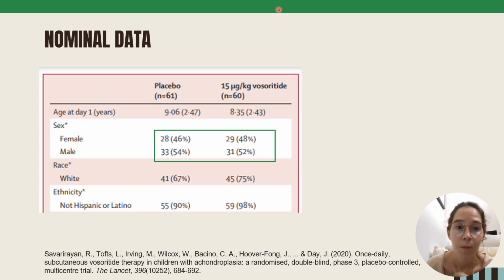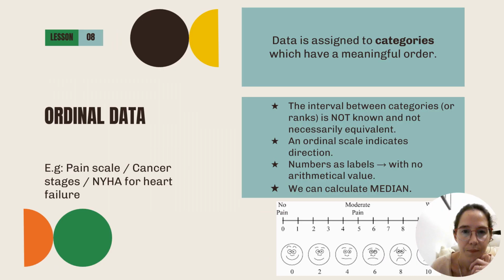When we have nominal data, we can calculate the frequency of the patients in each category. So we can read absolute frequencies and relative frequencies. As in this case, for example, inside the female category, the absolute frequency is 28 and 46 between brackets is the relative frequency for the females in the placebo group.